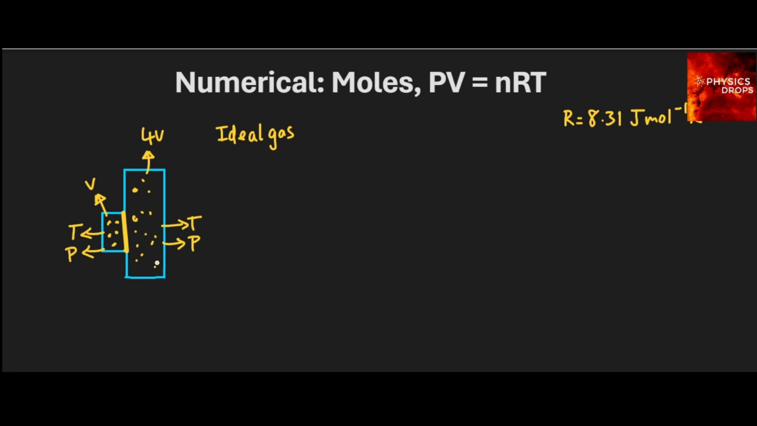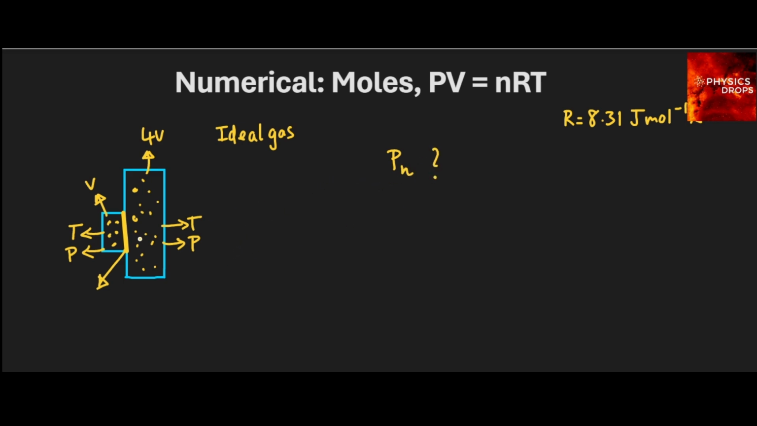Now, the question is: if we remove this barrier layer and allow the two chambers to become one, what would be the pressure in the newly formed bigger container? Let's call that pressure P new, or Pn. What is Pn is the question.